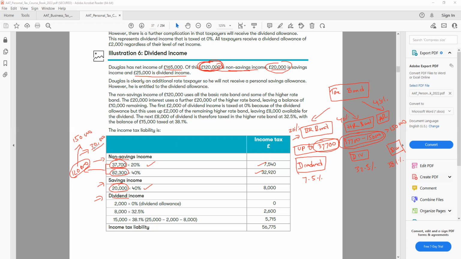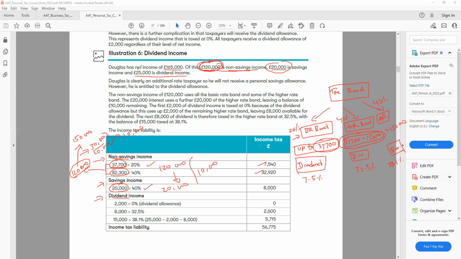So I take 20. So from 30, if I take 20, still I have 10 left for the higher rate. The higher rate, then my non-savings is done, 120. Then my savings is done, 20. So this total gives me 140. That means still I have 10,000 for the higher rate, because the higher rate is up to 150,000. Now this 10,000 I have left for the higher rate band.